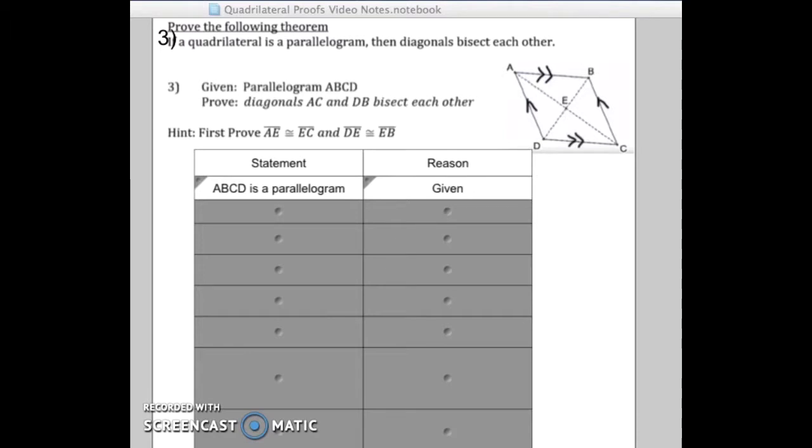Before you watch this video, you should first try to prove this theorem on your own. If a quadrilateral is a parallelogram, then the diagonals bisect each other.